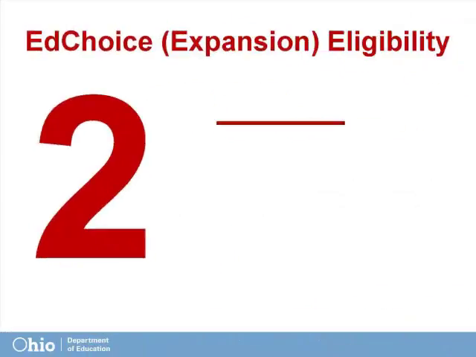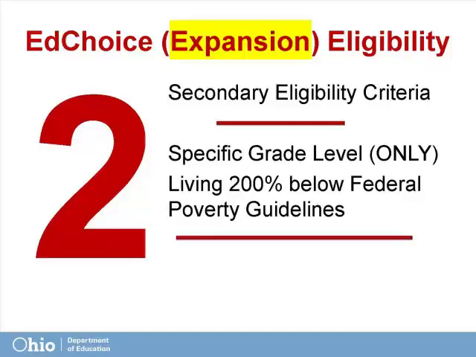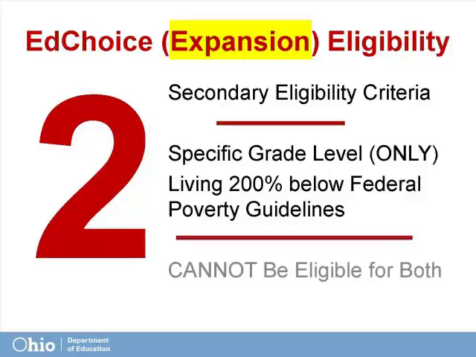school. However, legislation has created the EdChoice Expansion Scholarship Program that has a secondary eligibility criteria for specific grade level students not assigned to a designated underperforming public school, but whose family income is at or below 200% of the federal poverty guidelines. Note: students cannot be eligible for both regular EdChoice and expansion EdChoice. Always check for EdChoice primary eligibility first.